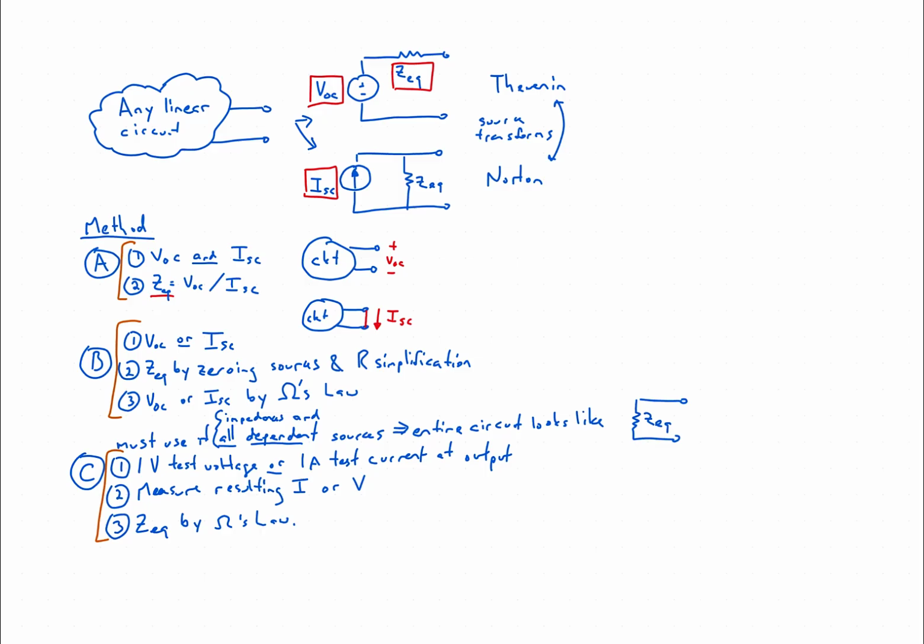So to do that, you'll begin by applying a test voltage source, a 1 volt test voltage source or a 1 amp test current source to the outputs. And if you apply a voltage, you'll measure the current that flows. If you apply the current, you'll measure the voltage across that source. And then you use Ohm's law to find ZEQ. It's just the ratio of the voltage over the current.